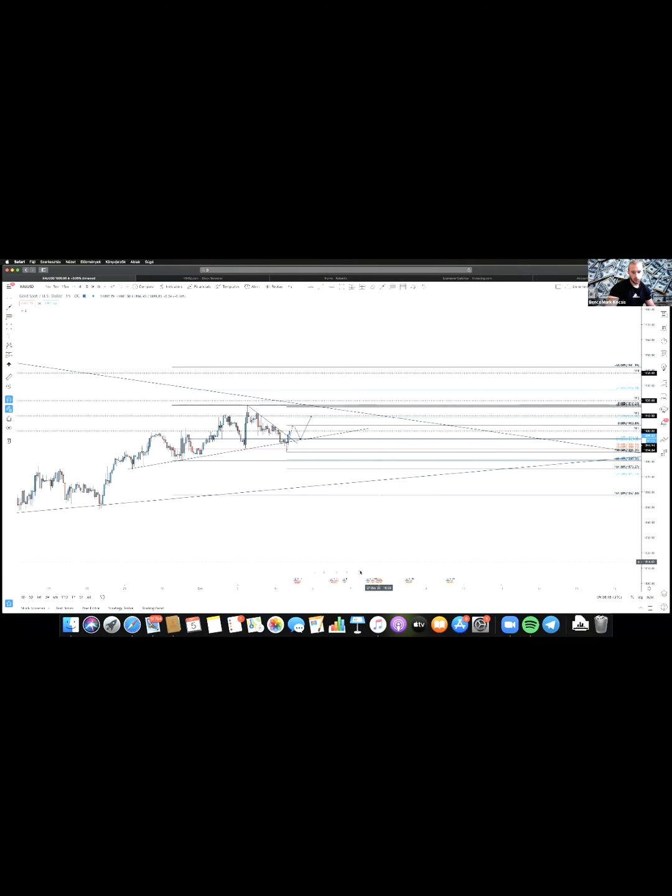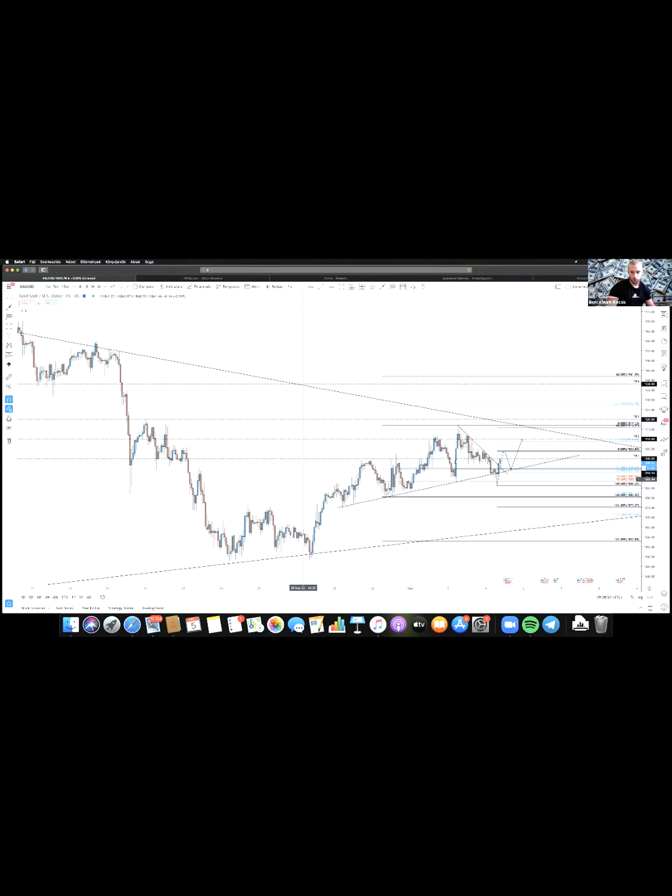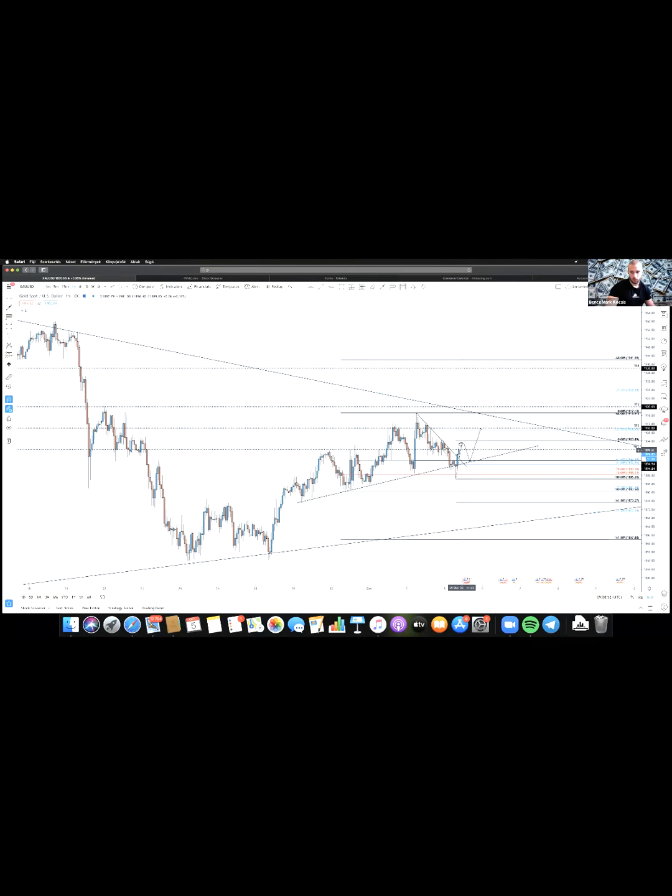So this is what I think at the moment for gold. I'm just waiting for one more push to the upside, then a bigger pullback to the downside, and after that I'm looking to take a long position. Do you have any question on gold?